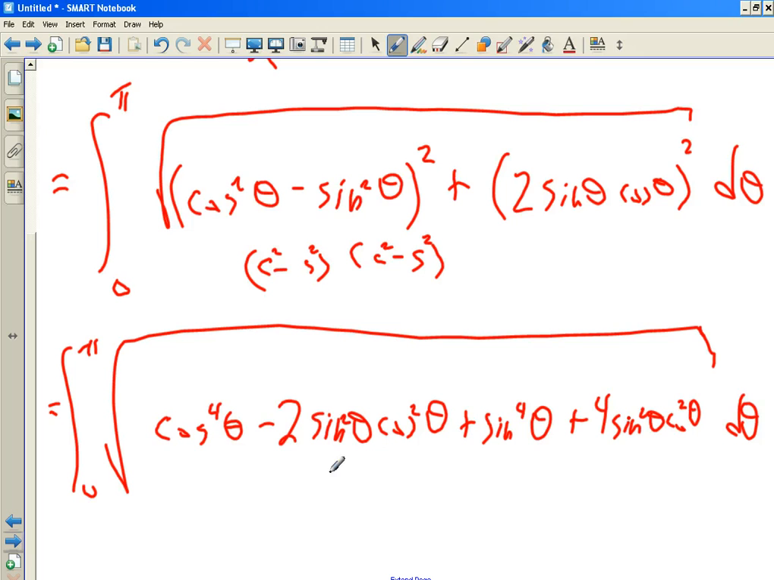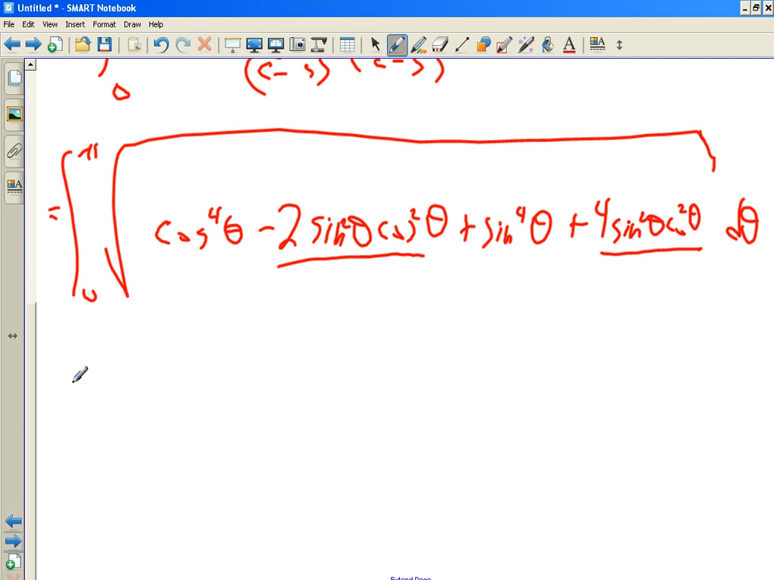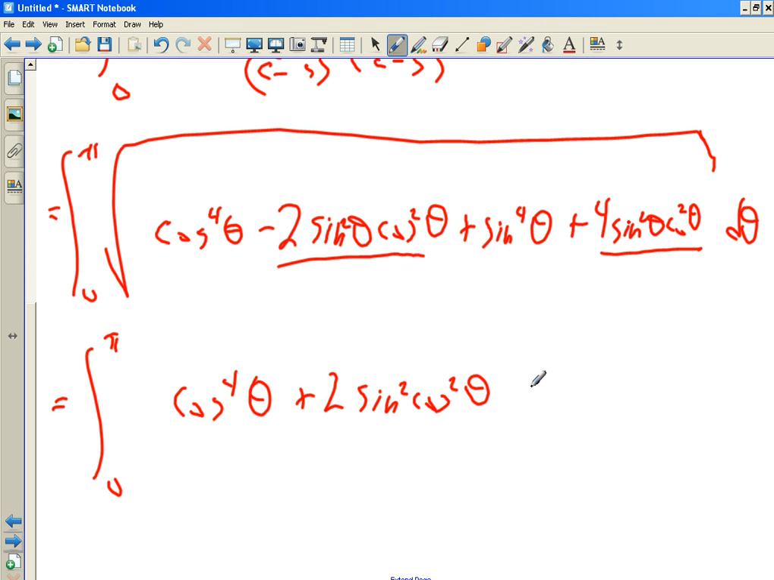Okay? What do you notice? Well, it doesn't cancel, but they combine. 4 minus 2 is usually 2. So cosine to the 4th theta plus 2 sine squared cosine squared theta plus sine to the 4th theta. You asked for 5 terms here, but you want 4 here. Is that correct? Well, use 4 terms to estimate, and then the 5th term is your error term.